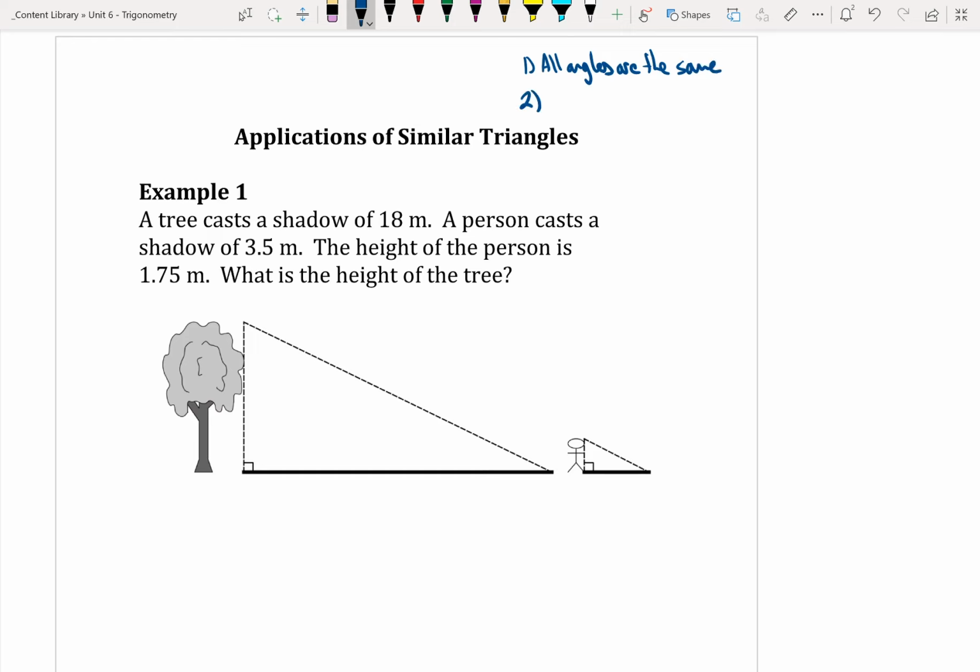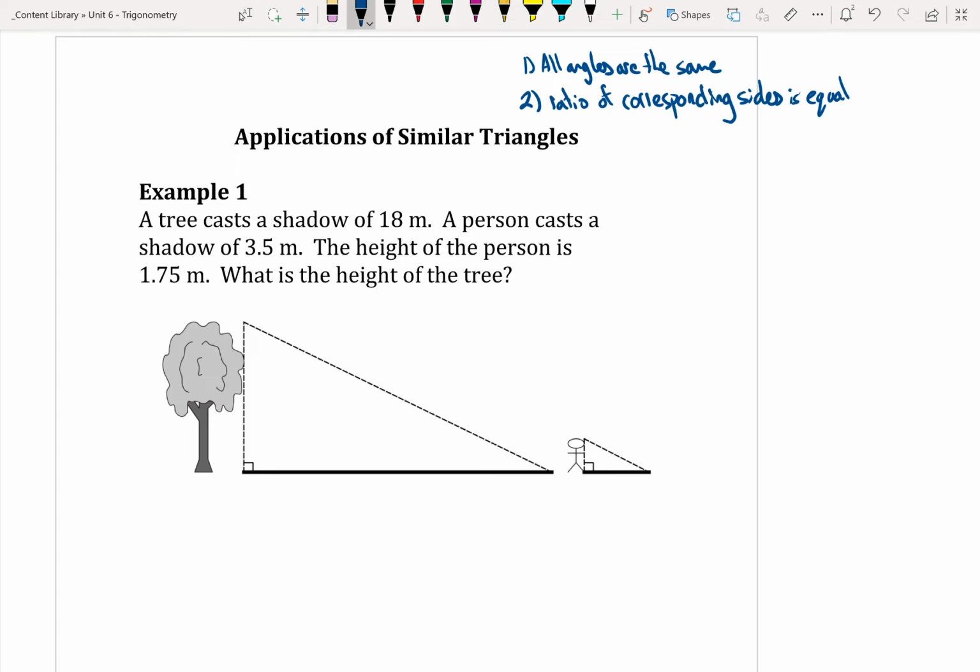And two, the ratio or the division of corresponding or matching sides is equal. So basically it's all the same. So if I divide two matching sides, it's going to be the same answer as if I divide another set of matching sides. So in example 1, we have a tree casts a shadow of 18 meters.